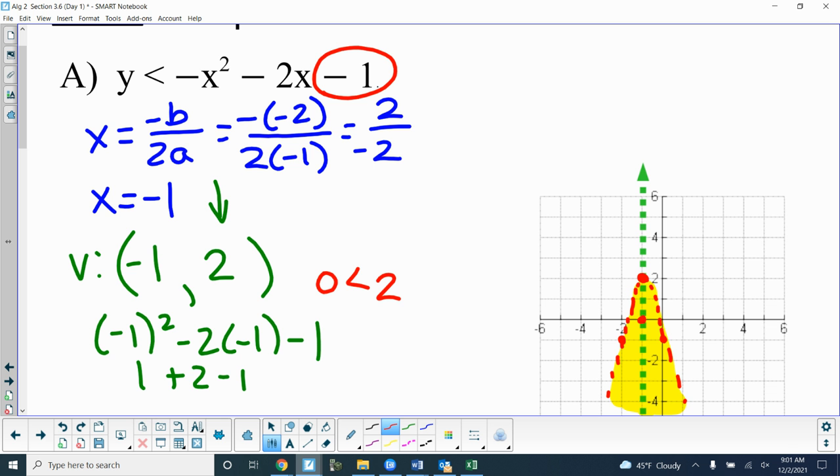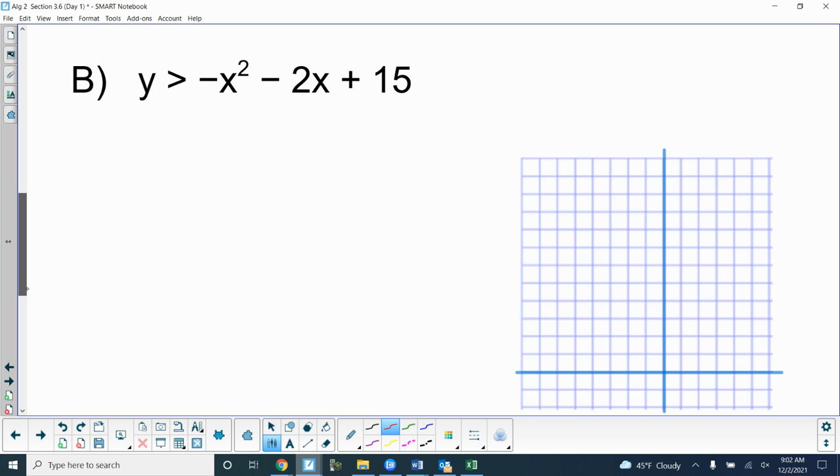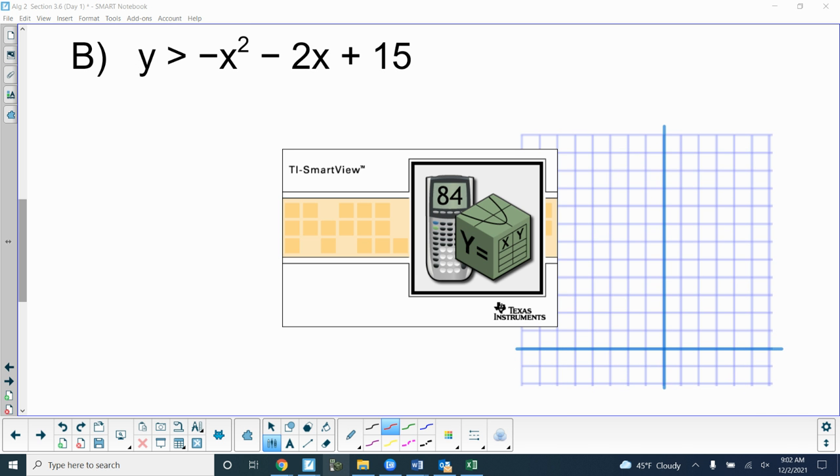You follow? So if you want to make sure, you can always pick a point that's inside or outside your parabola and see if you get a true or false statement. If it's a true statement, you shade where that point is. If it's a false statement, you shade the opposite area. Make sense? So you can always use a test point. But basically, less than's below, greater than's above. Again, if you wanted to, we could use our calculator to do your graph.